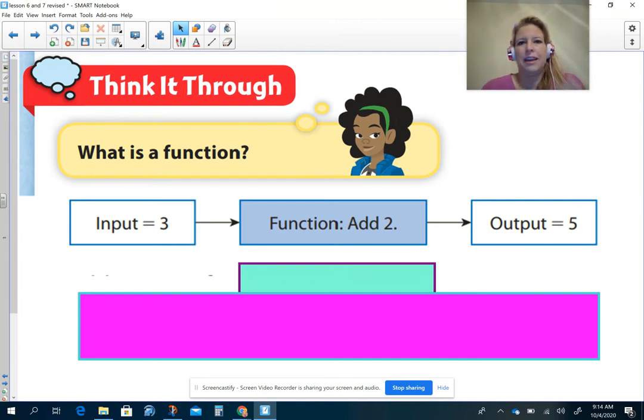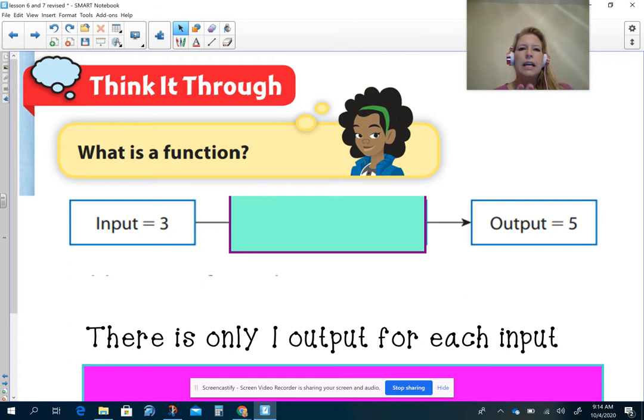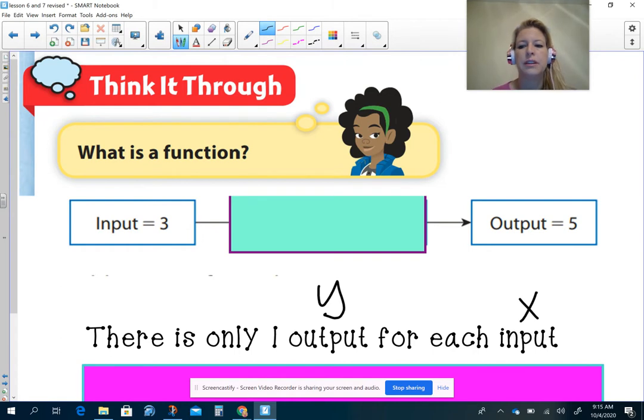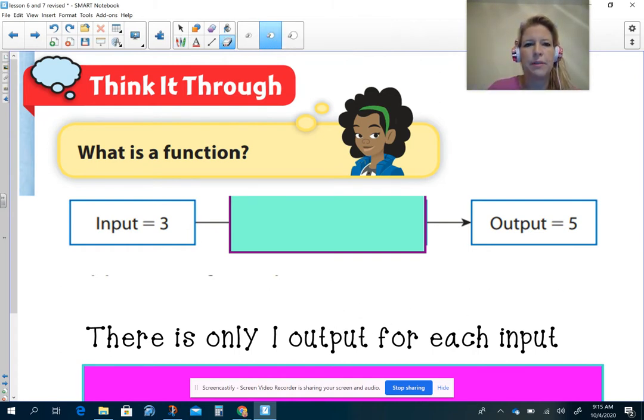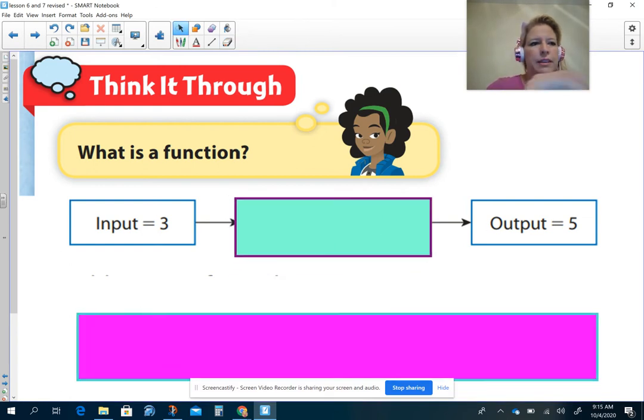It's kind of like a machine. So a function, in order for us to have a function, we can only have one output for each input. Okay, there's only one output for each input. So my output is my Y, my input is my X. So let's see what that looks like.